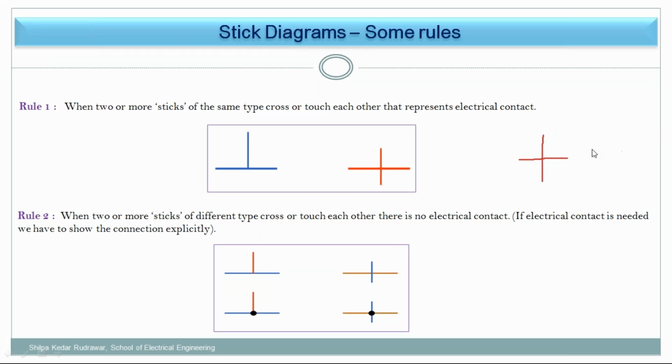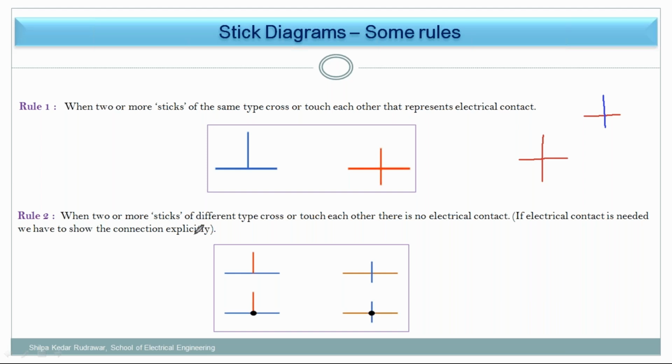But if I draw this and then take another color, blue, like this, although you can see they are crossing, they are not connected, they are only one upon another. So the meaning of the first rule is that if same color sticks cross or touch each other, there is an electrical contact, meaning they are connected to each other. Likewise, this is a red color stick and a red color stick, so they are not above each other, but they are electrically connected.